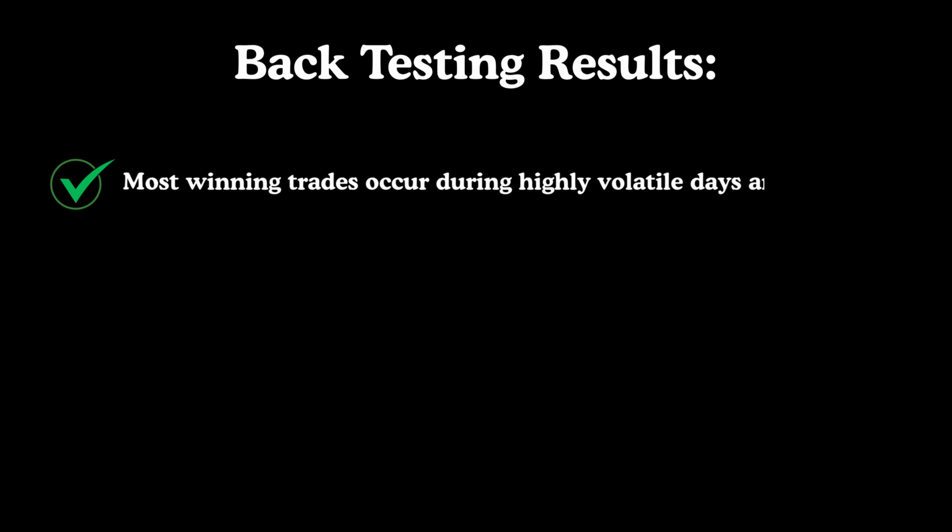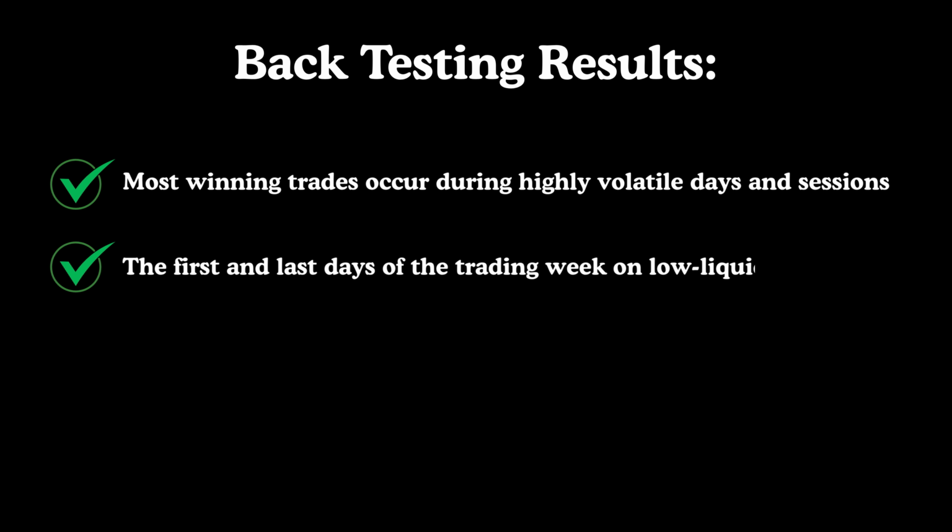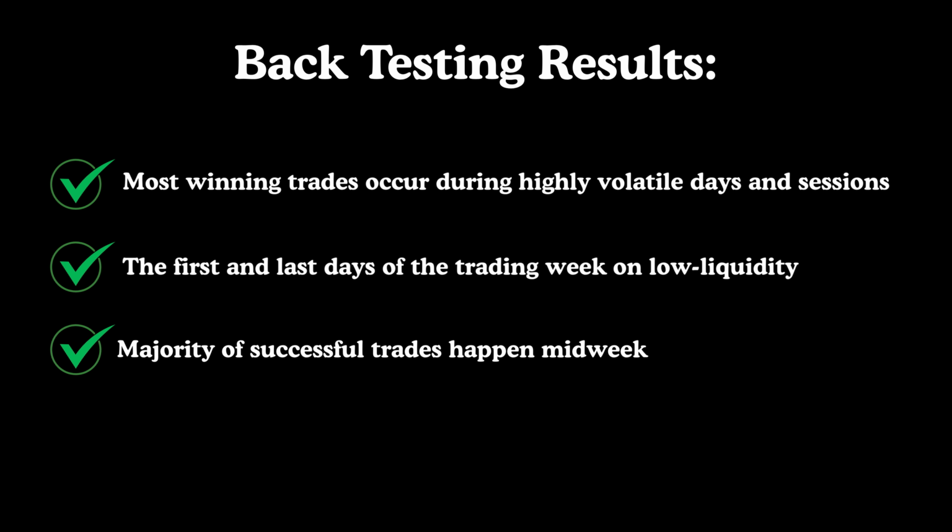The second factor to consider when trading order blocks is market volatility and spread. From our backtesting, we found that most winning trades occur during highly volatile days and sessions, typically the first and last days of the trading week. On low liquidity days, like the start or end of the week, the market tends to be quieter, which is why the majority of successful trades happen midweek.